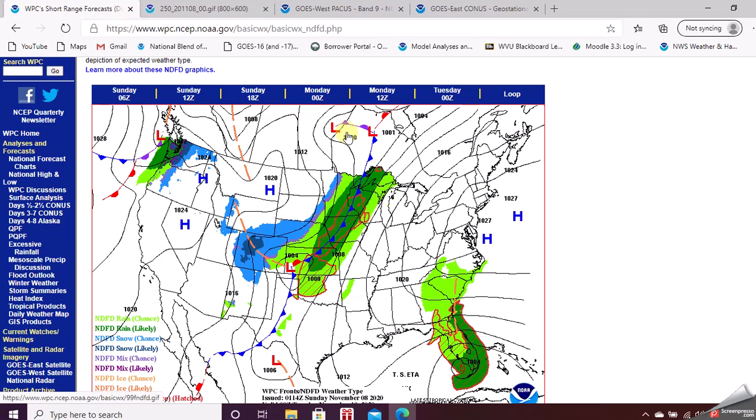So look at the weather maps this week. You'll see these extratropical lows all over the place. And here's another one coming into Seattle, Washington area.